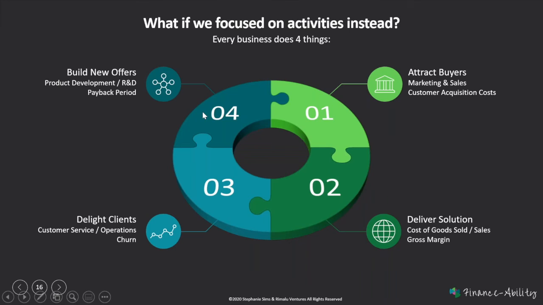Instead of focusing on the way we do things today, what if we focused on what you actually do first? So instead of thinking about, hey, let's project sales and then let's figure out how much it costs us to run the business, what if we thought about the 4 things that every single business does, right? Every business has to attract buyers. Every business has to deliver their solution. Every business has to delight clients. And every business has to go out and find a way to build something new, whether it's taking their current offer and entering a new market with it, or it's developing a new product or service for the current clients that they have.